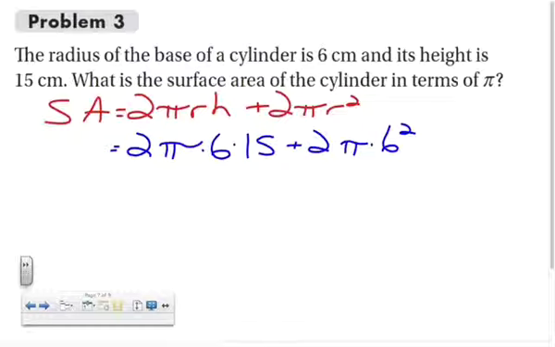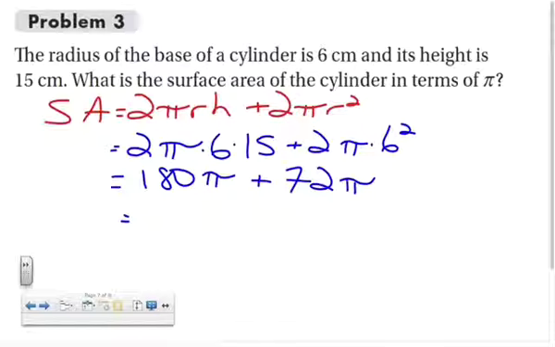Simplifying this, since the instructions say to leave my answer in terms of pi, I have, I believe, 180 pi plus 72 pi, giving me a final answer of 252 pi square centimeters. Like I said, cylinders are a lot easier than prisms. Their dimensions are much more cut and dry and straightforward. Okay, and I apologize if that's all I have time for, but all that was left in the notes was cylinder stuff, which you probably already agree is a lot easier than prism stuff.